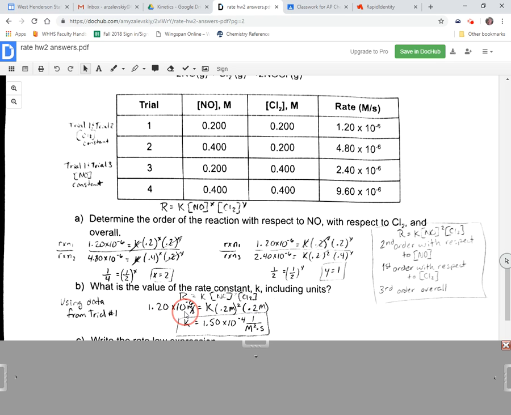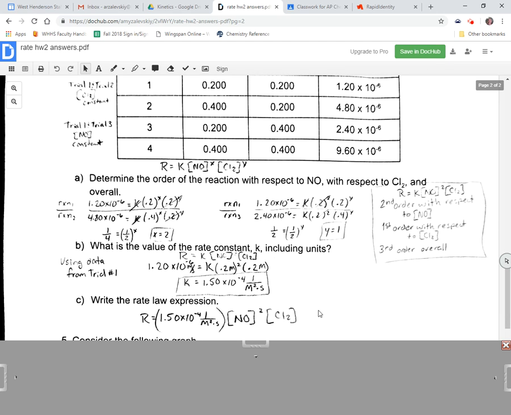And I can plug in this information, and I know the orders. So I just put the numbers in there, and I can solve for K. This time the units are 1 over molarity squared seconds. Then I write the rate law expression, plugging in all the variables. So R equals my K, which I plugged in here, and it's NO to the second power and Cl2 to the first power.